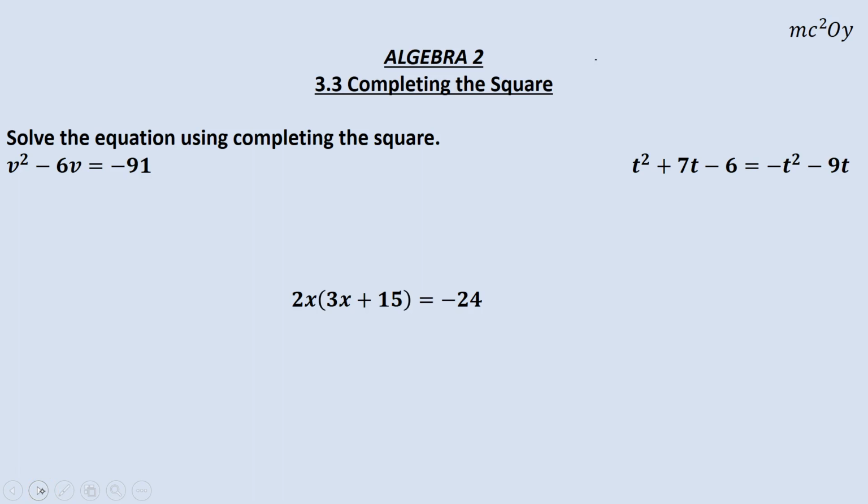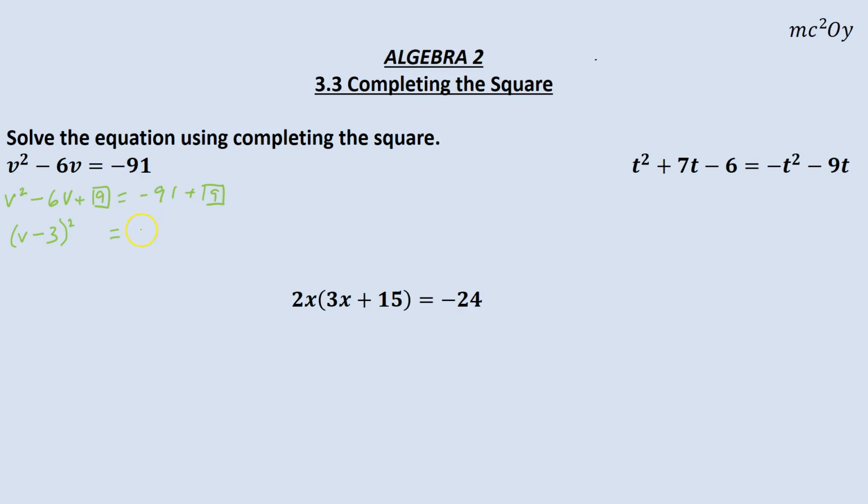Let's go ahead and check out something else here. Let's solve these by completing the square. So these get a little more complex. v squared minus 6v equals negative 91. So I'm looking at it and I go, well, let's go ahead and set it up like I did the last one. v squared minus 6v plus something is going to equal negative 91 plus something. That something is whatever's going to complete the square here. So if I go v minus half of 6, which is 3, squared, that's going to give me 9 back there. That means I have to add 9 to both sides.